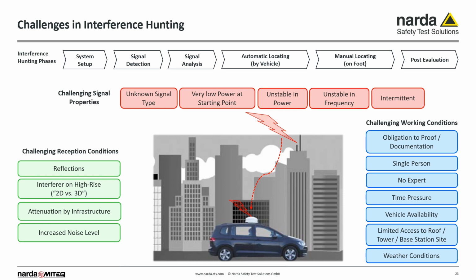Moreover, signal reception will underlie reflections and an increased noise level, especially in urban environment. As a conclusion, we can differentiate between multiple challenges related to the signal properties and related to the reception conditions. In addition, we must consider organizational issues or working conditions for an interference hunt as well. This may cover our obligation to documentation or that we are just on our own and don't have a helping hand. Based on an exemplary interference hunt, we will address the mentioned challenges on the following slides phase by phase, showing that SignalShark turns out to be not just a spectrum analyzer, but your third hand when it comes to any radio issue.